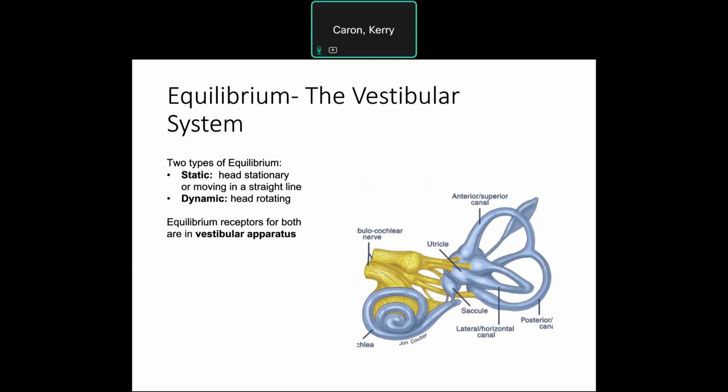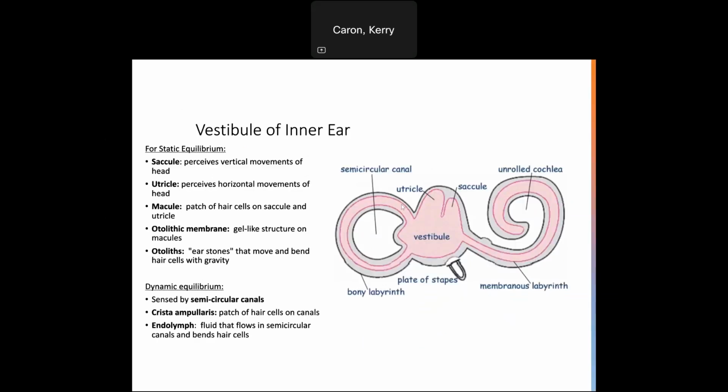Okay, so I mentioned that the ear also has to do with vestibular or balance. And there are two different types of equilibrium. We have static, where the head is stationary or moving in a straight line. And we have dynamic, where the head is rotating. And we have equilibrium receptors in what's called a vestibular apparatus in the ear. And the vestibule of the inner ear, you've got for static equilibrium, that was the head either stationary or moving in a straight line.